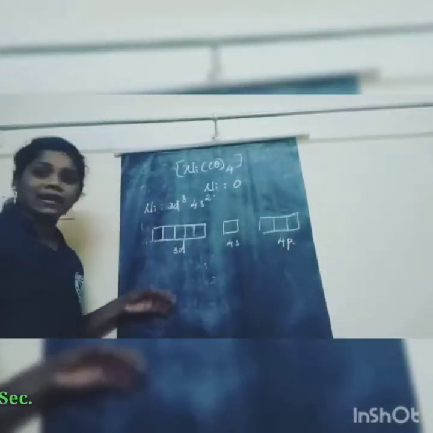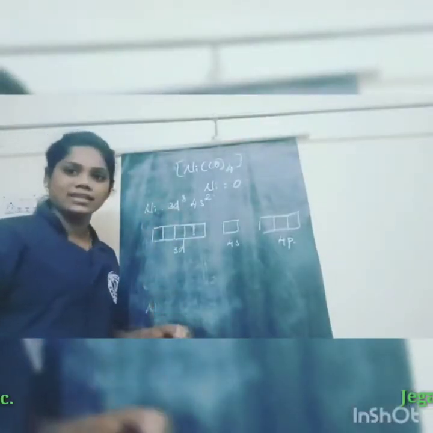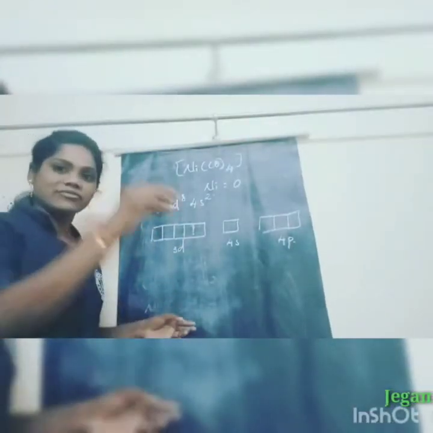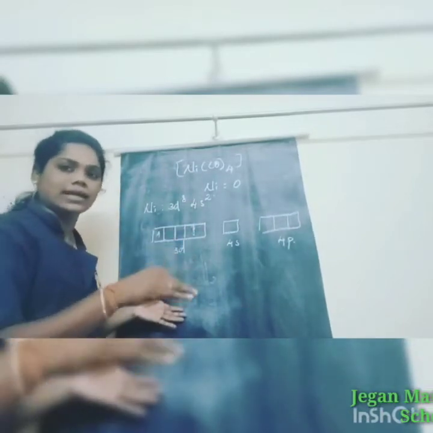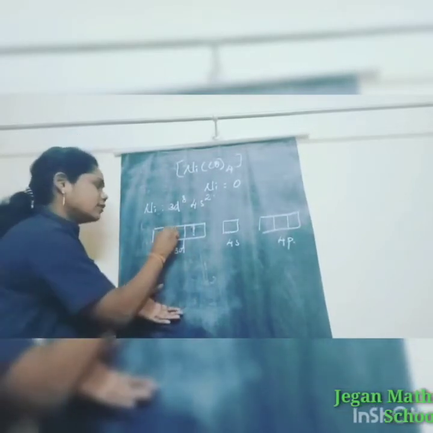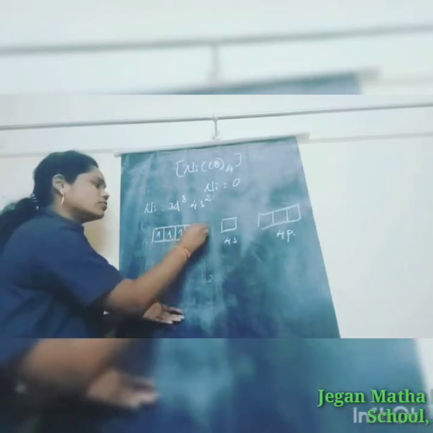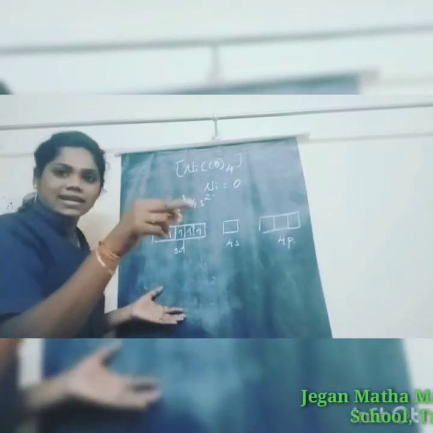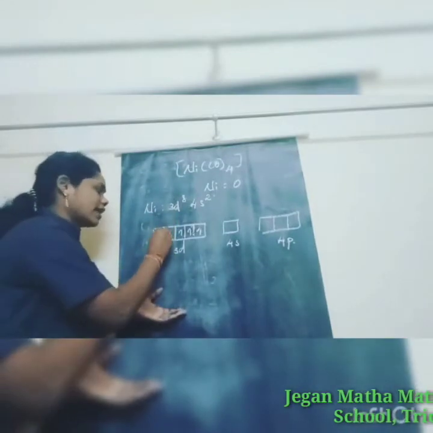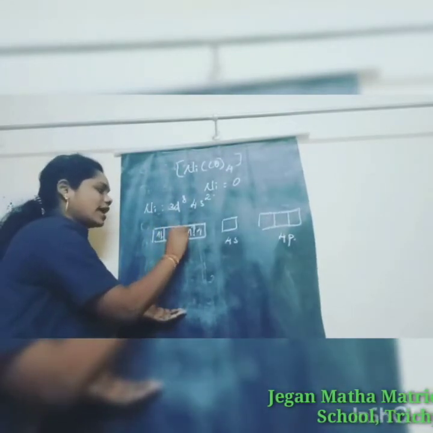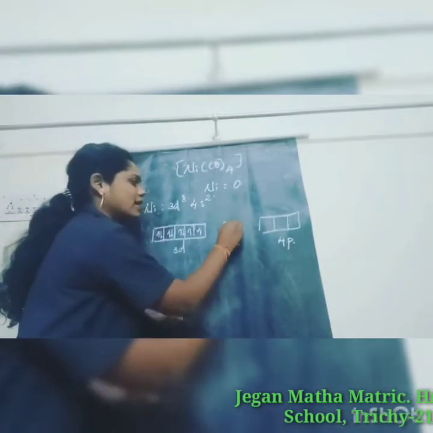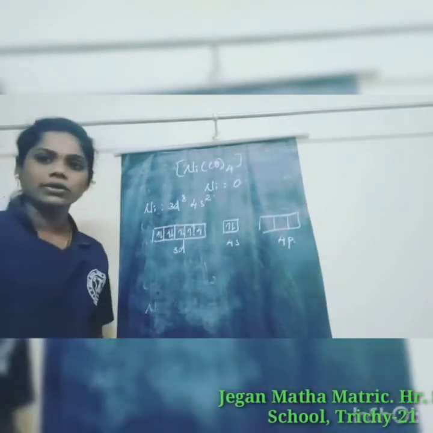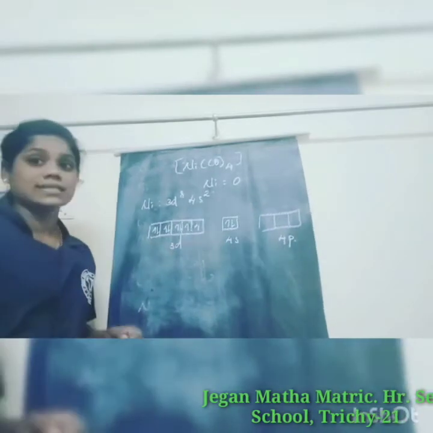How many electrons are present in the d orbitals? There are 8 electrons. First we fill one electron in each orbital in the upward direction, then the downward direction, 1, 2, 3, 4, 5, and again 6, 7, 8. So 8 electrons are present in the d orbitals. Next, 4s has 2 electrons, one here and another one here. Now we look at the ligand.